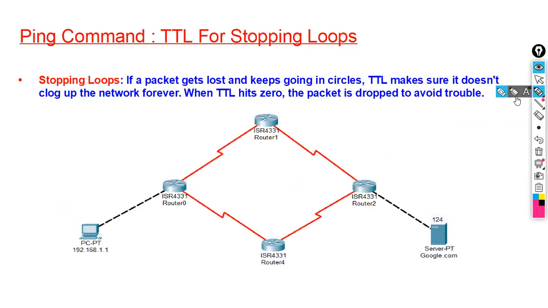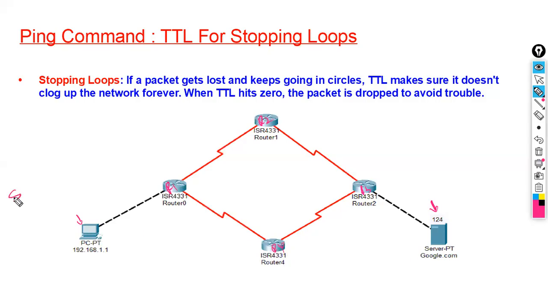All right. Let us see the second use of this TTL value. So guys, the TTL value is used to stop the loop in your network. What does loop mean? Let us try to understand, then we will see how it is stopping the loop. Again, let us say we have google.com and this is my computer, and between google.com and my computer, let us say there are 4 routers: router 1, router 2, router 3, router 4.